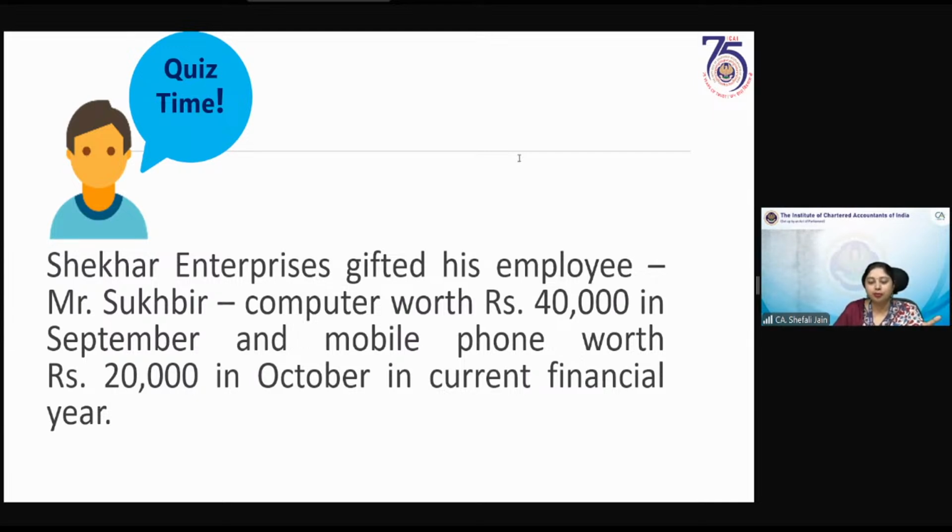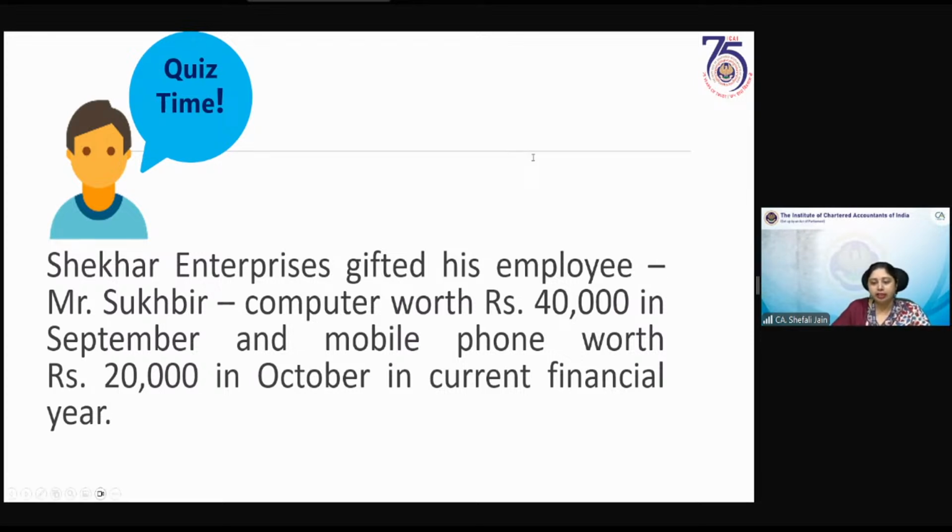The amount of supply, we'll take the value to be this only, because in para 1 we have separate rules for computing the value, but I'm taking, suppose this is the open market value or whatever value as per the rules. So for the computer the value is 40,000, for the mobile phone it is 20,000. So what would be the taxable amount, or what would be the value of supply? Will it be 40,000, 20,000, 60,000 or 10,000?